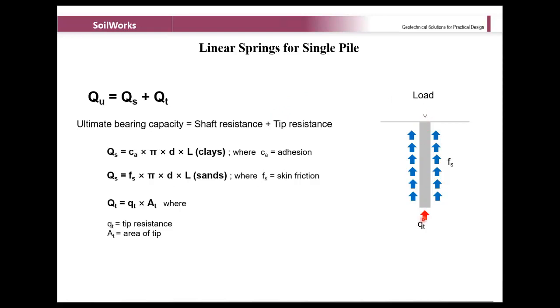So this load will be resisted by the end bearing of the pile as well as skin friction. These arrows represent the skin friction, and this arrow represents your end bearing resistance. So your ultimate bearing capacity of your pile is equal to the shaft resistance plus tip resistance. This shaft resistance can be calculated using these formulas for clay soil and using this formula for sandy soil. This is one case, and for tip resistance, that is your end bearing resistance, we have this particular formula. These are the different formulas that help determine your shaft resistance and tip resistance, which ultimately lead to the bearing capacity of your pile.